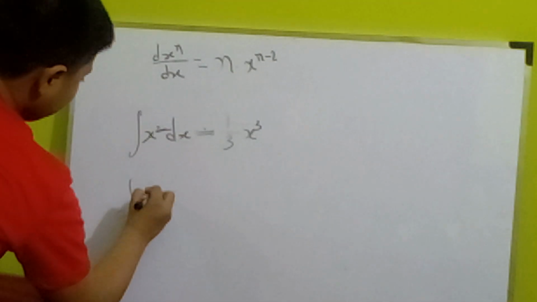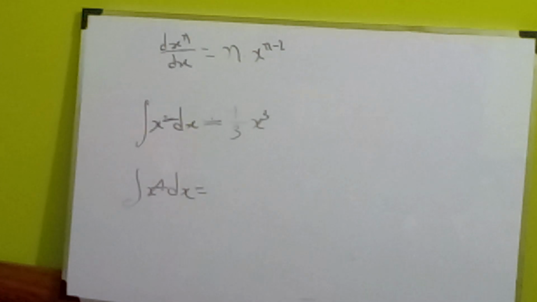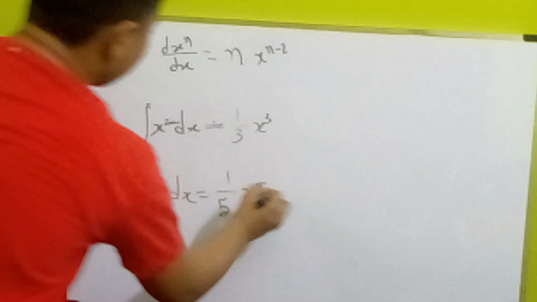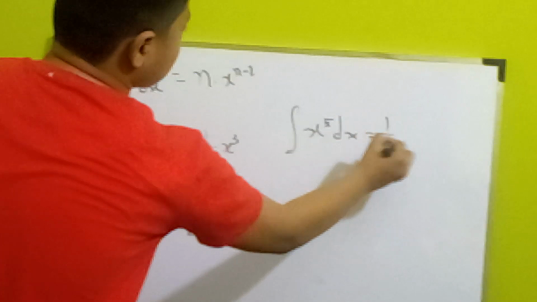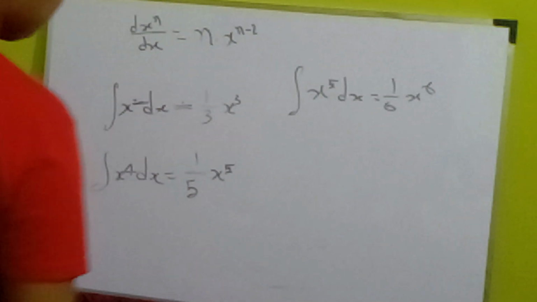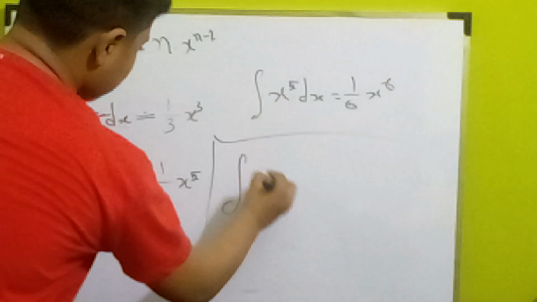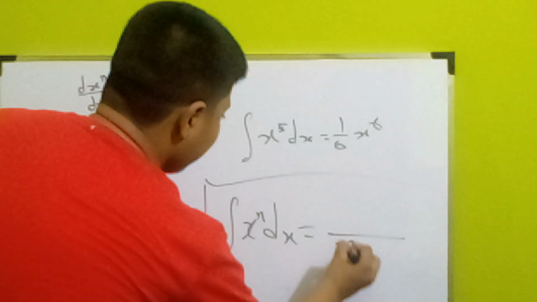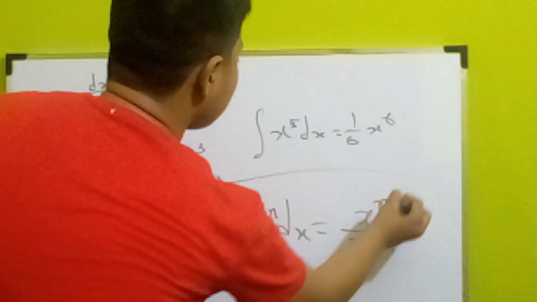Find the integral of x to the 4th dx. It's your homework to calculate it manually, but I'll just give you the answer. It's 1/5 x to the 5th. What's the integral of x to the 5th dx? It's just 1/6 x to the 6th. Did you notice the pattern here? If you didn't, no problem. This is it. The integral of x to the n dx is just n plus 1 in the denominator and x to the n plus 1.